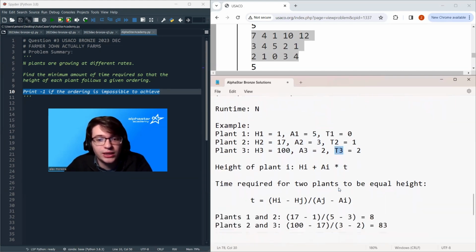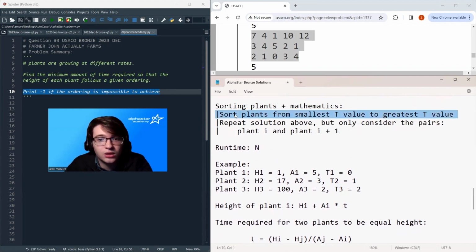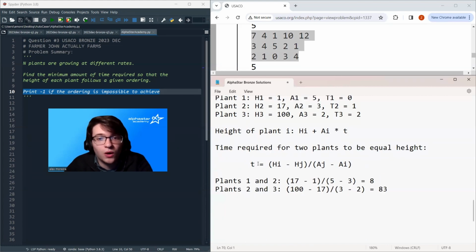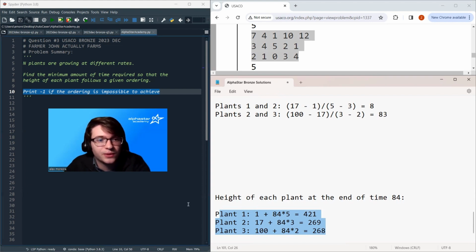And this is the key idea. So we're going to sort the plants. Then we're going to loop over all adjacent pairs of plants, calculate this amount of time required to become equal, add 1 to the largest one of those, add that value to all of the plants, and then test if the ordering is valid or not. So if the ordering is not valid, we'll return -1. If it is, we'll return the amount of time we used.